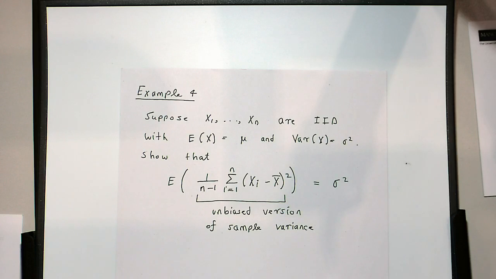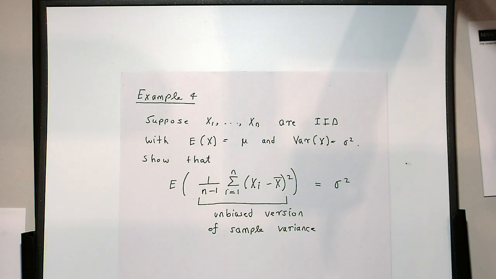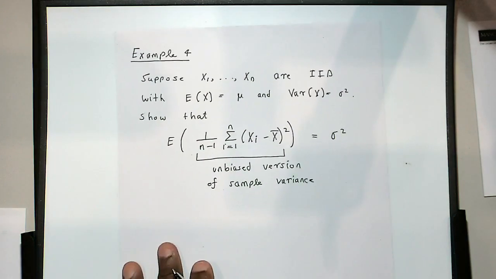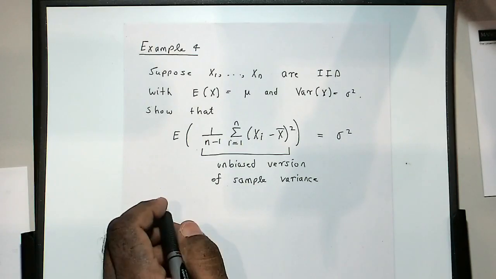And this is precisely why it's known as the unbiased version, because its expected value is equal to the population variance. That's what you would expect. If an estimator is a good estimator, then you would expect the expected value of that estimator to be equal to the population parameter, right? I would like you to show this. I'm not sure if I have the time to complete it.